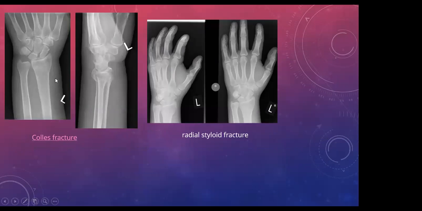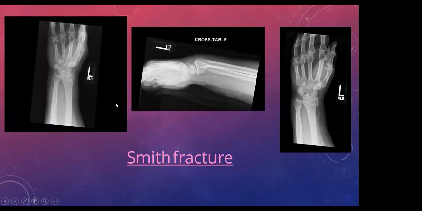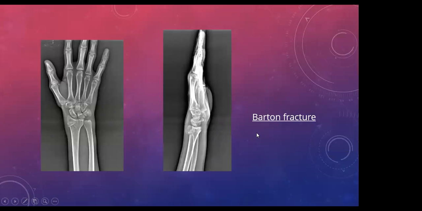This is a Colles fracture. X-ray, AP and lateral of the wrist joint, show a transverse fracture of the distal radius with dorsal angulation. This image shows an associated styloid fracture of the radius. Also, another image shows a dorsal displacement of the transverse fracture of the distal radius. Barton fracture.